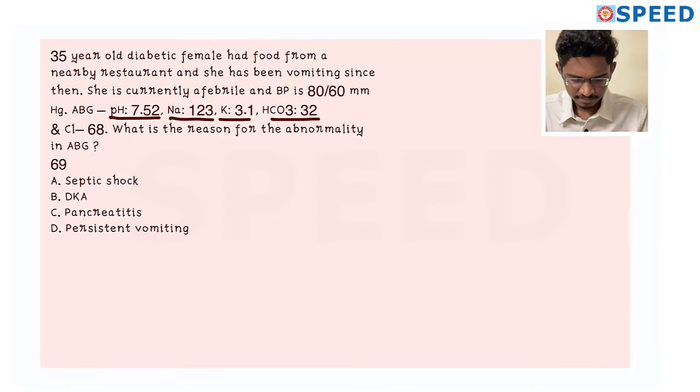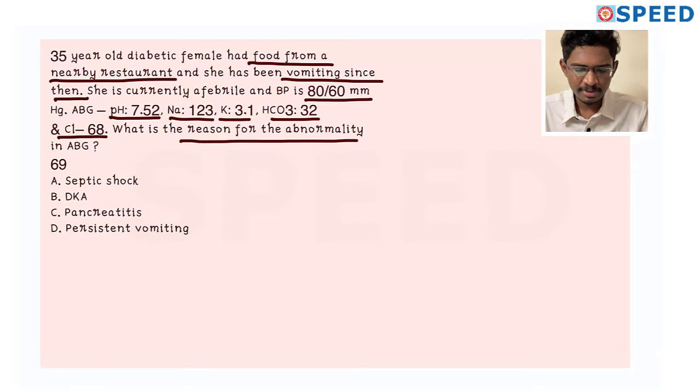Next, a 34-year-old diabetic female had some food from a nearby restaurant. She has been vomiting continuously after that. She has a BP of 80/60, ABG pH 7.52, sodium 123, potassium 3.1, bicarb 32, chloride 68. What is the reason for abnormality in the ABG? Septic shock, DKA, pancreatitis, persistent vomiting.